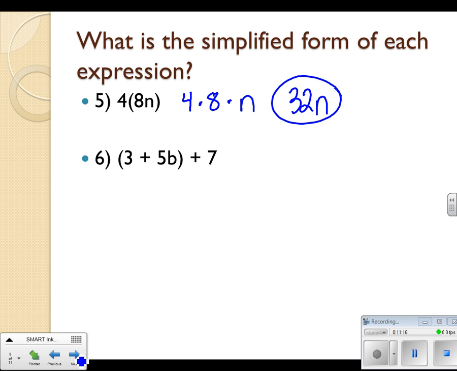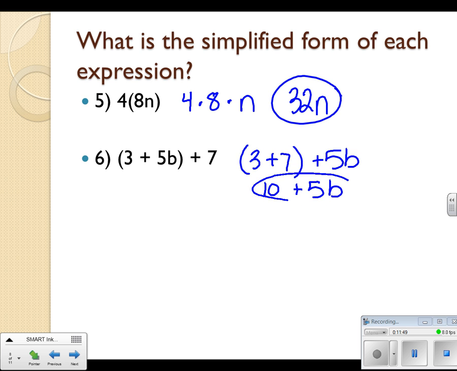In this problem, we have 3 plus 5b in parentheses plus 7. What I would do is change the order using our property. It's not times here, it's going to be addition, so I'm going to erase that. 3 plus 7 in parentheses plus 5b. Now the reason why I did that is because 3 plus 5b, I can't simplify. I don't know what b is. So 3 plus 7, since I'm just adding them all together, gives me 10. And then I have 10 plus 5b, and that would be simplified because, once again, we don't know what b is.